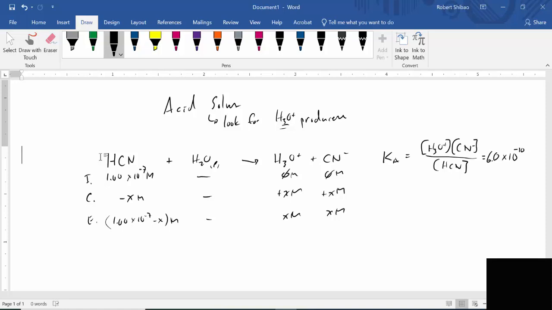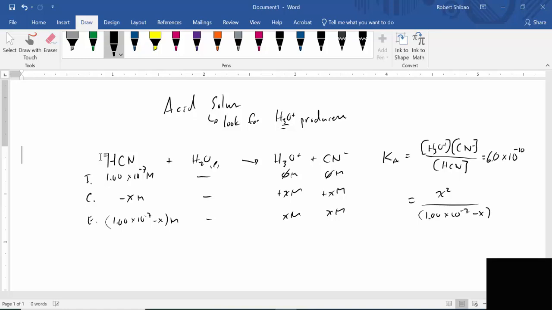Leave as is, yeah. We leave it as is because this is going to have the smallest change. If I reset this, then I'd have a big change. And when you have a big change, it causes problems with your calculator. So this is going to be x times x, which is x squared divided by 1.00 times 10 to the minus 7 minus x.